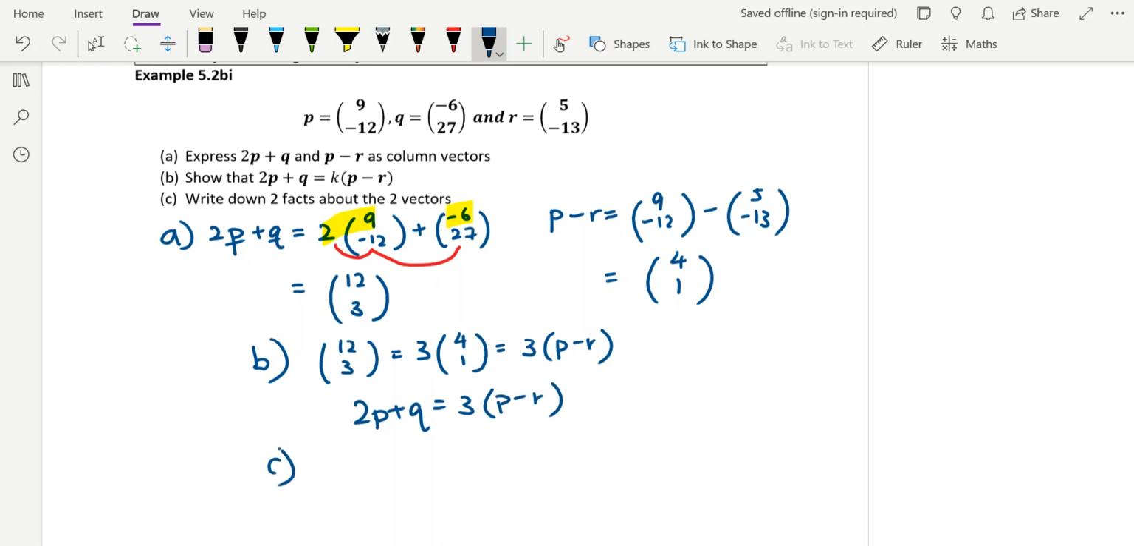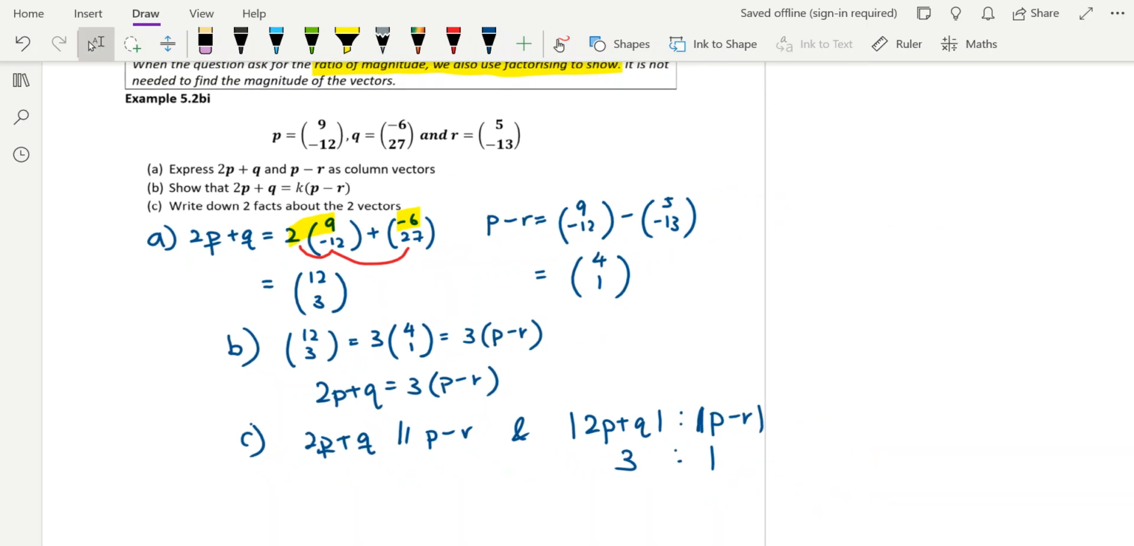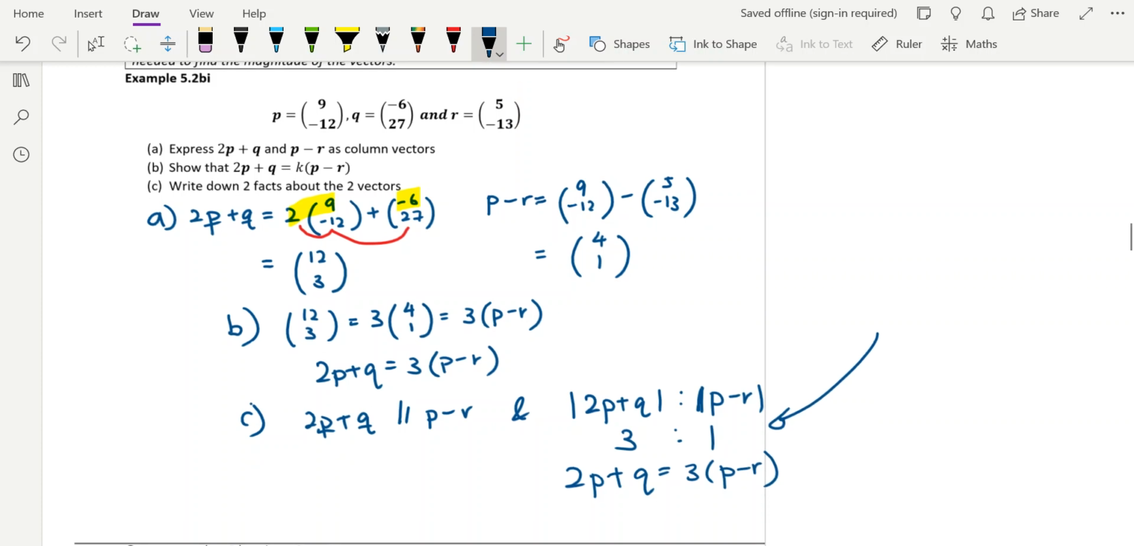Remember, the first fact is 2p plus q is parallel to p minus r. That's it. What's the second fact? The ratio of the magnitude of 2p plus q to p minus r is 3:1. Remember, 2p plus q is bigger. Some schools just want you to say that 2p plus q is equal to 3 times p minus r, and that's fine already. But showing the ratio is actually more elegant.